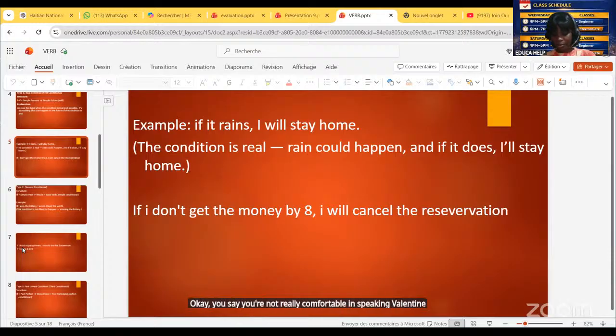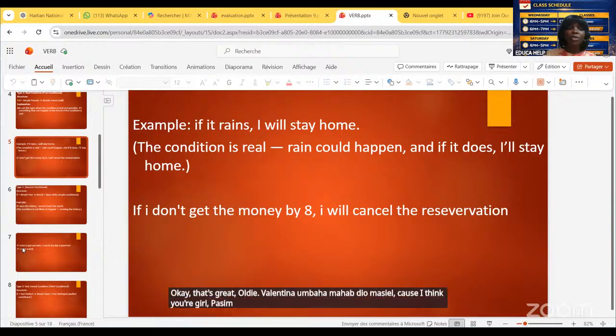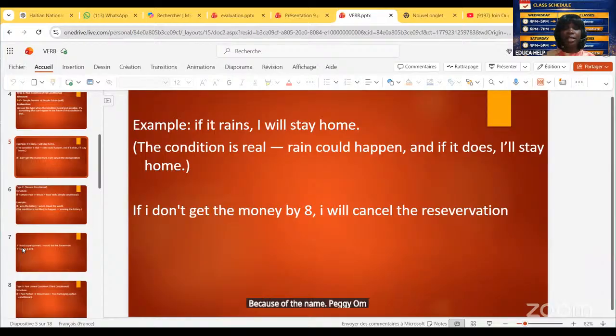Okay, that's great. Valentina, on va m'a dire, ma chère, because I think you're a girl, parce que son fille, pas un garçon, because of the name. Pas gen yon moun la qui vini, en fait, qui vini, parce que li à l'aise dans parler. Ok? Tout moun la se fo.